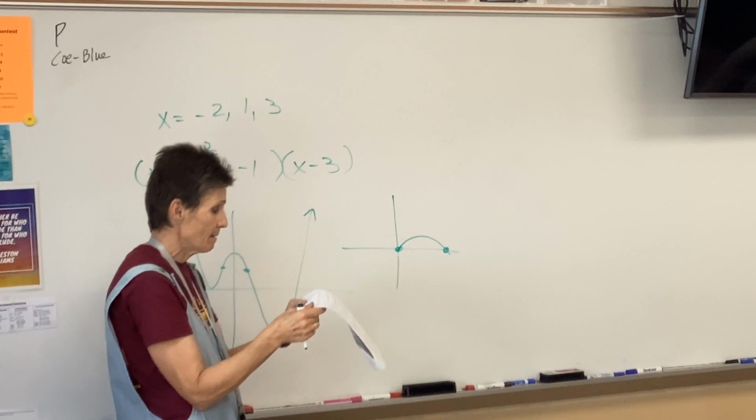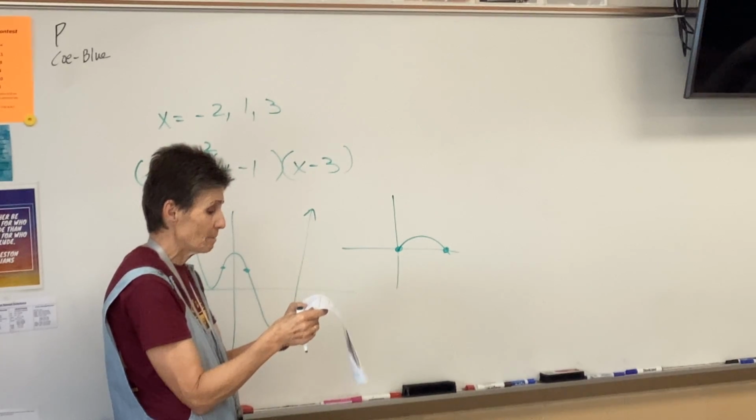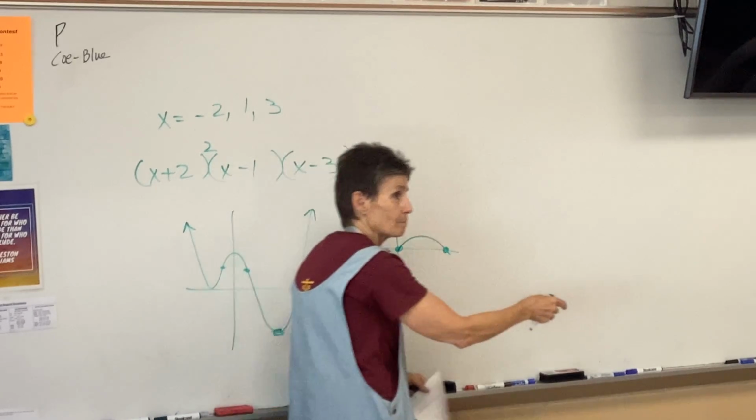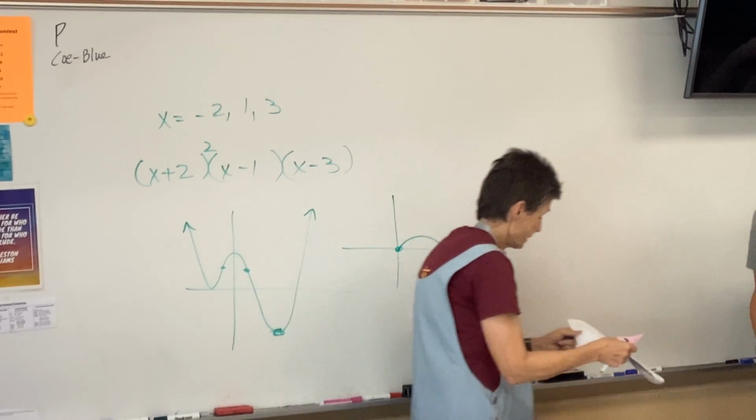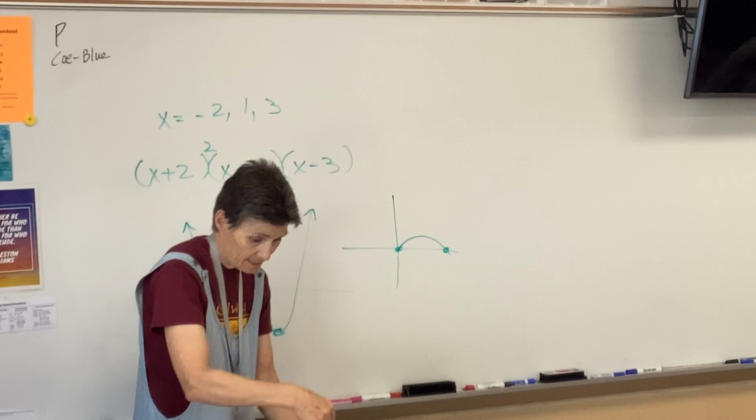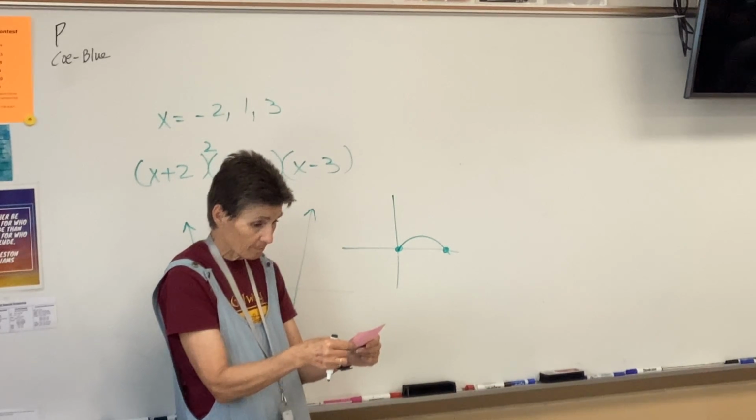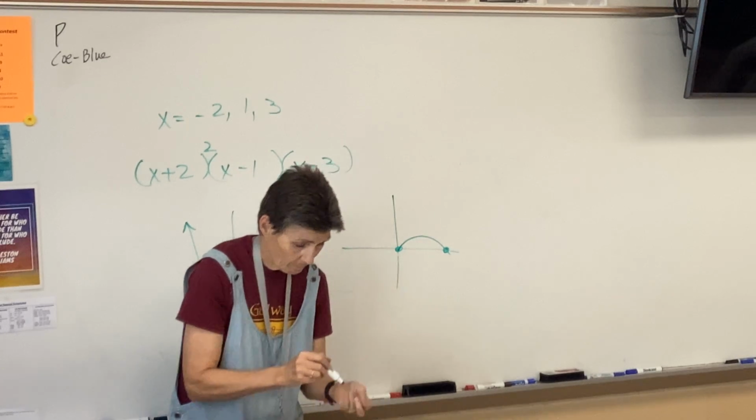I hope it's D. There's a relative maximum or minimum somewhere in this interval. Yeah, that's true. That's true. So it's D. D is the true one. Okay?